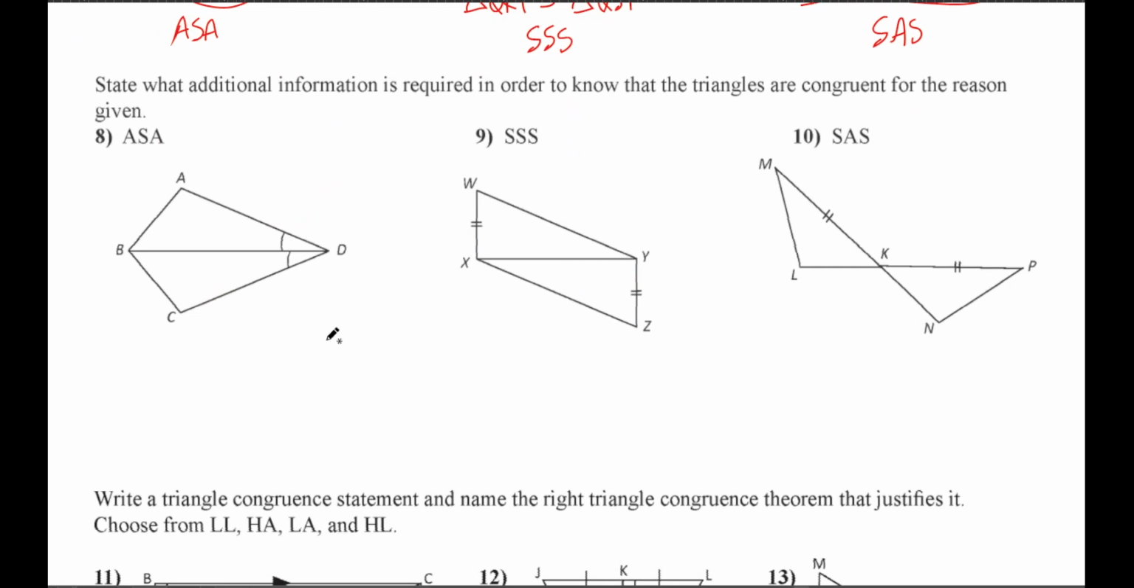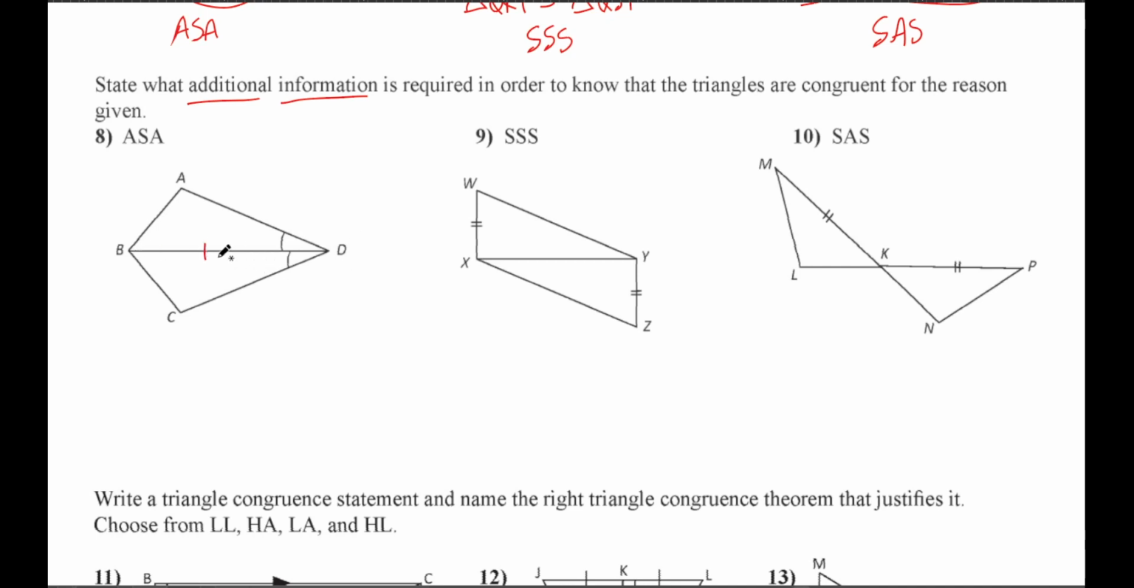This is the one that really messed people up when they took the test the first time, and the quiz that we took on this. So let's go through it. It says, state what additional information is required to know that the triangles are congruent for this given reason. All right. So what if they said angle, side, angle? Well, they only give you the one angle here, don't they? You do know the other side, though. What's another side? We already did that a couple times, the BD.